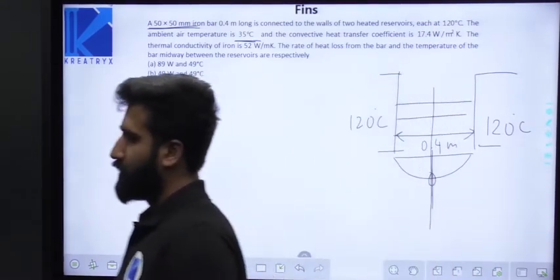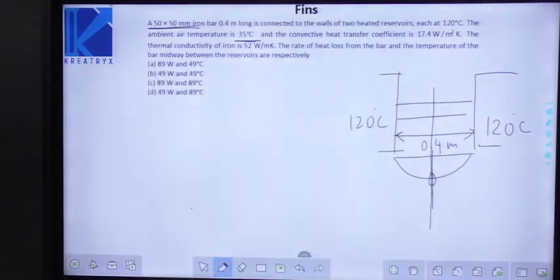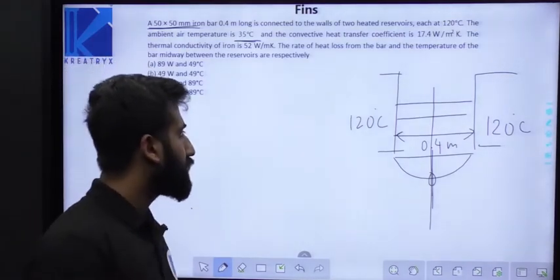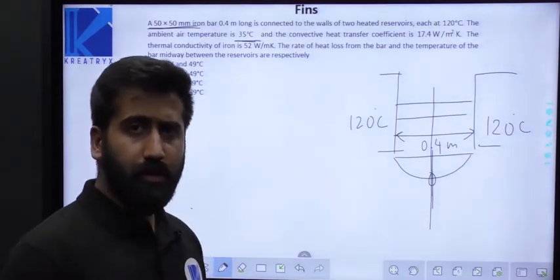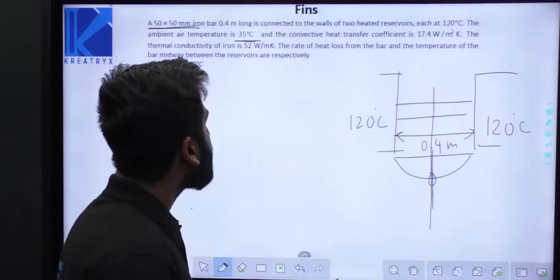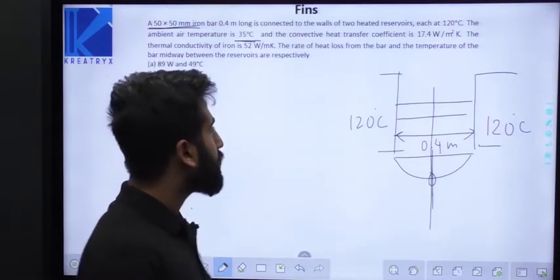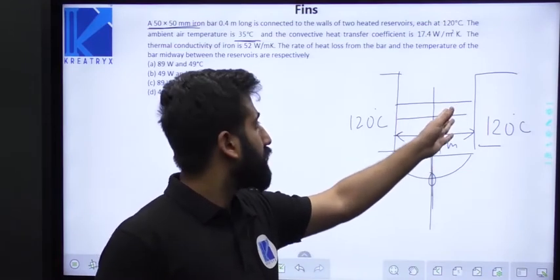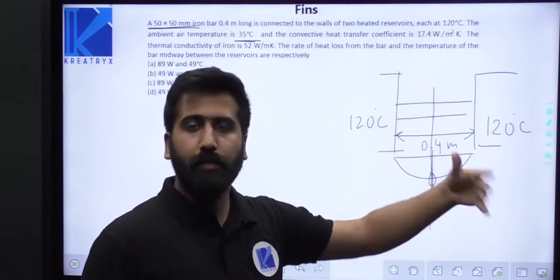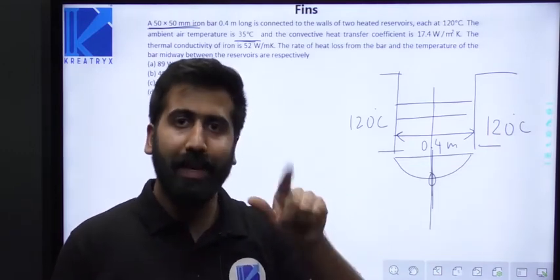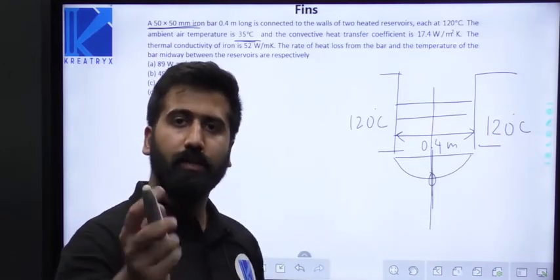Again, this question has been asked that you have to find the temperature of the bar midway between the reservoirs. This you can find out by using the temperature profile. I'll do it. But for the rate of heat loss from the bar, consider this as two fins. Calculate the heat loss from one fin and multiply it by 2. But wherever the term length comes, put L equal to L by 2.